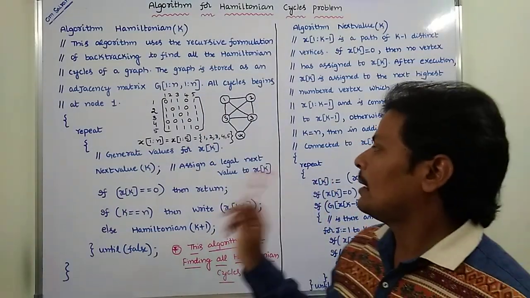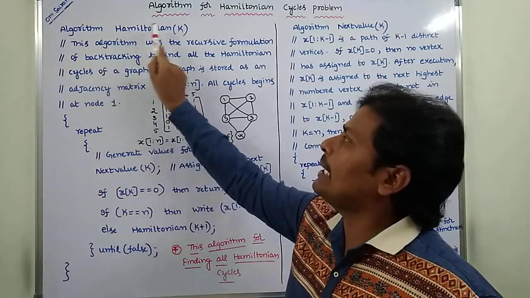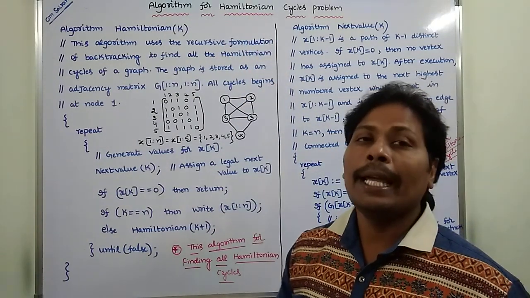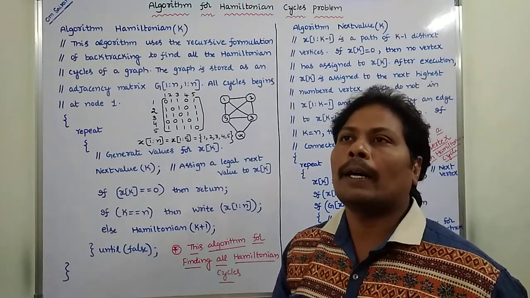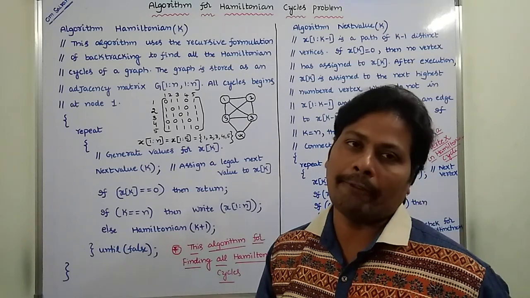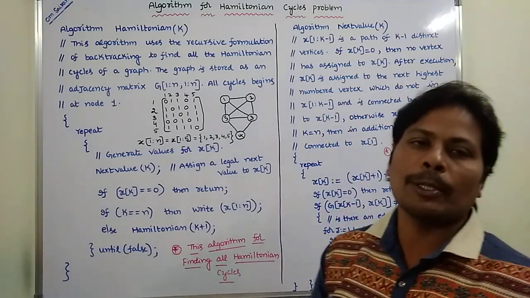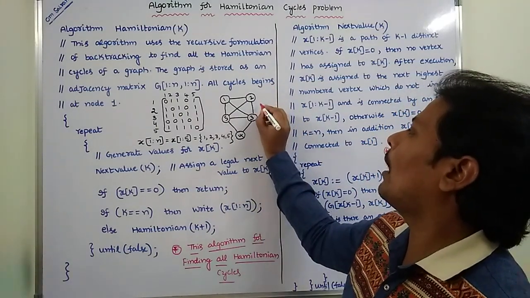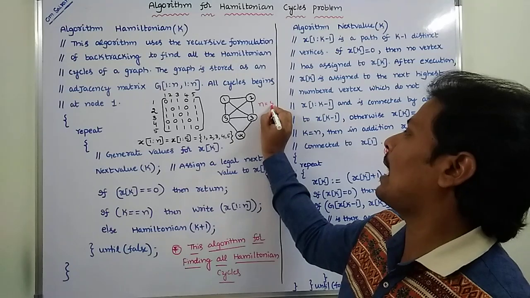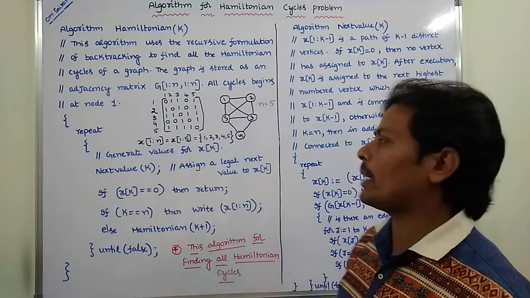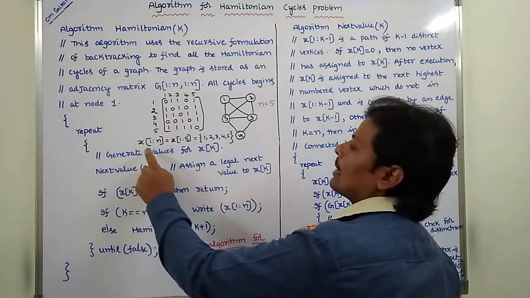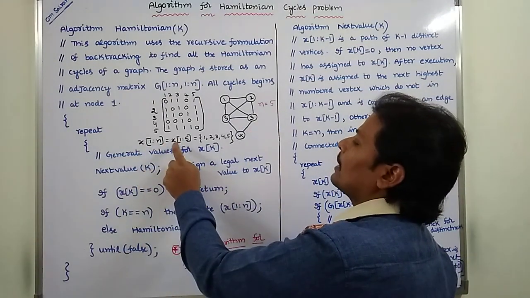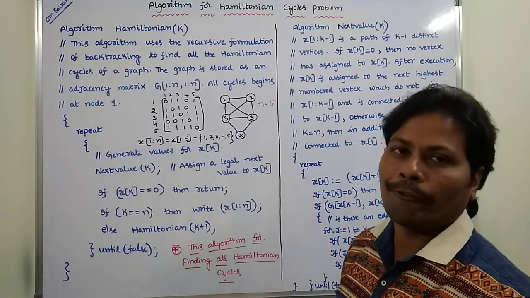Next, algorithm Hamiltonian of K. Here K is nothing but the index of the solution vector. What is the solution vector? Suppose this graph consists of 5 vertices, so n is equal to 5. The solution vector is x of 1 to n, that is x of 1 to 5.